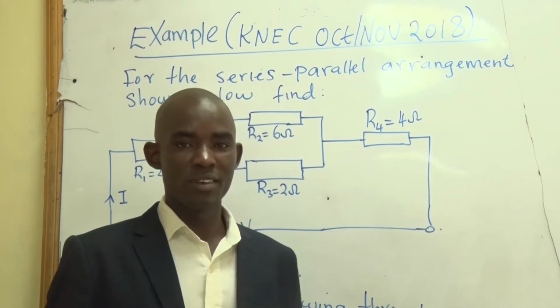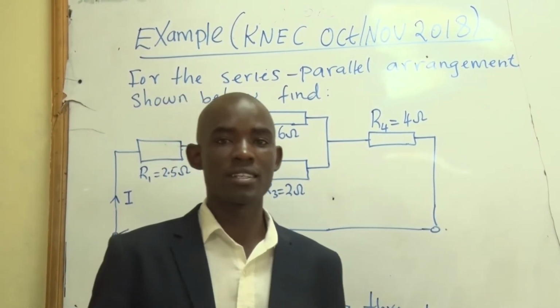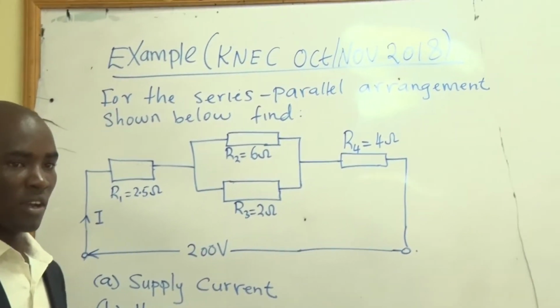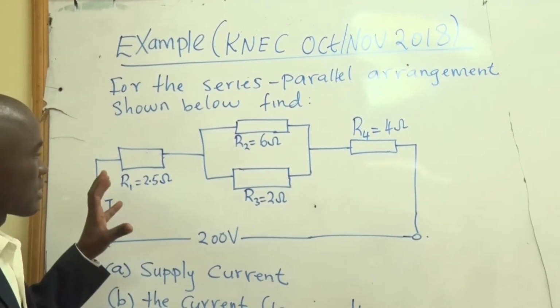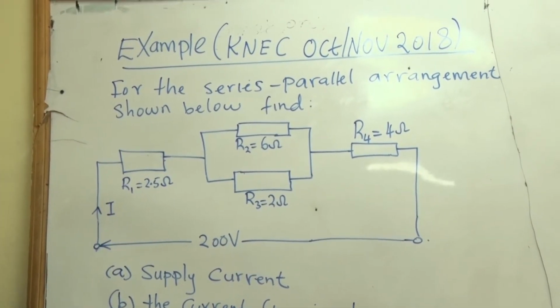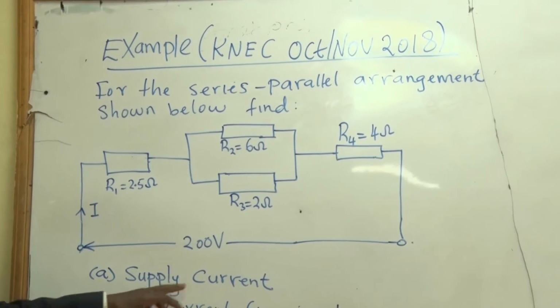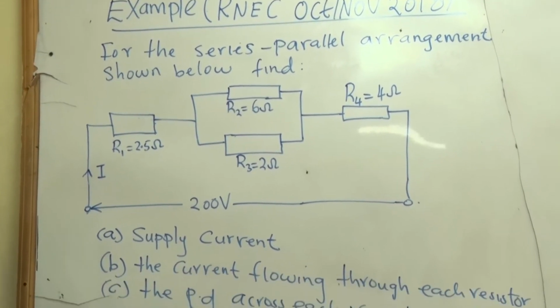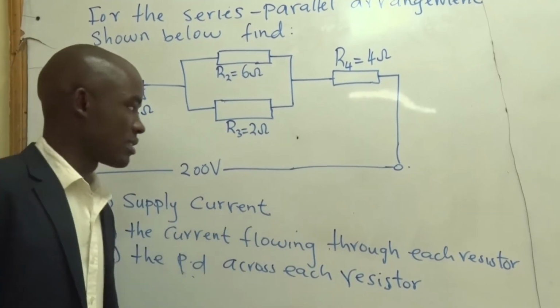Hello everyone, welcome. Today we're looking at further examples on series parallel connections of a network. In this example, it reads clearly: for the series parallel arrangement shown below, you are supposed to find the supply current, the current flowing through each resistor, and then finally the PD across each resistor.